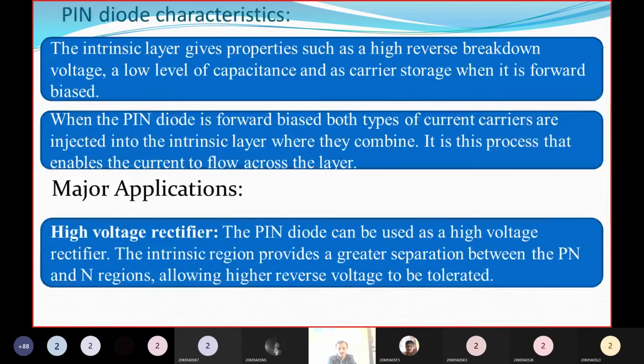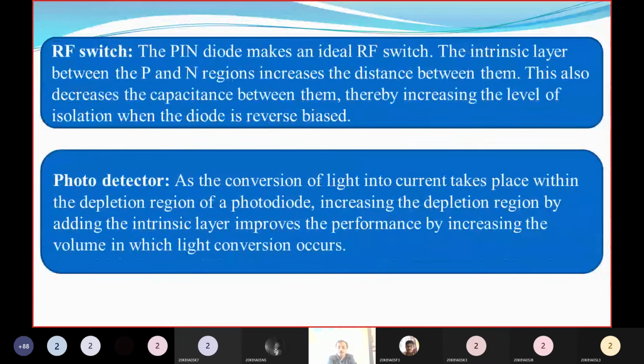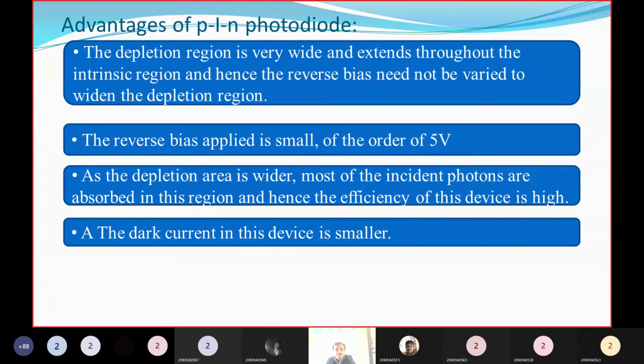What are some major applications and advantages of the PIN diode? See here, the depletion region is very wide and extends throughout the intrinsic region. In case of the PIN diode, the width of the depletion region is high, and it is extended throughout the intrinsic region.